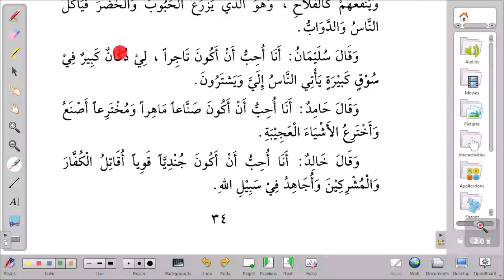So li dukanun kabirun, having a big shop. في سوق كبيرة يأتي الناس إلي ويشترون. In a big market, people will be coming to me and buying. There's no new word here. I'll be having a big shop in a big market. The verb here is ata. Ata, he came. We have seen this previously, right? Ata, he came. Yati, he is coming. So yati nasu ilayya, people will be coming to me, ويشترون, and they will be buying.